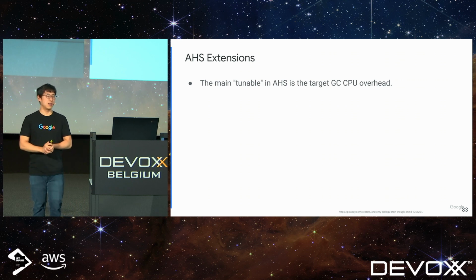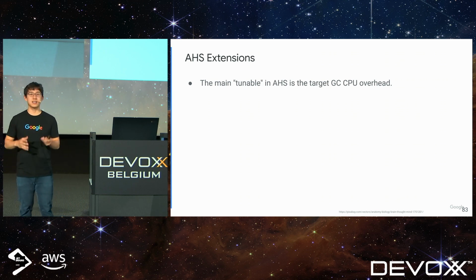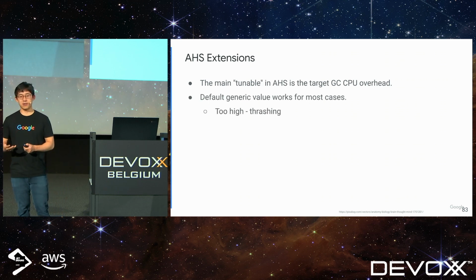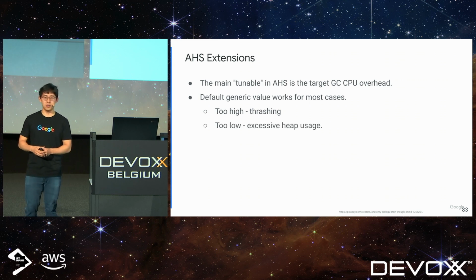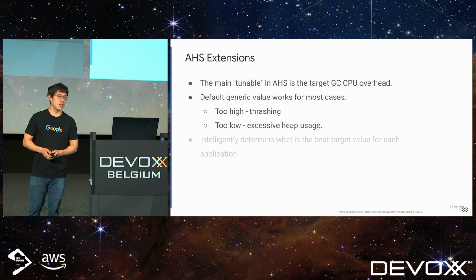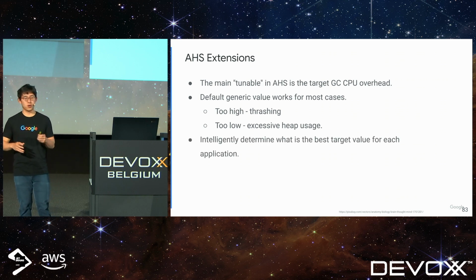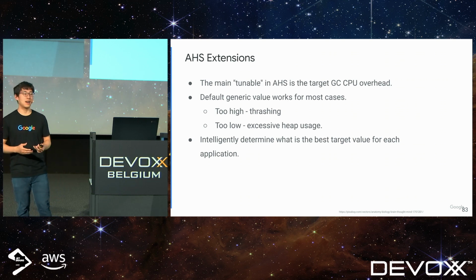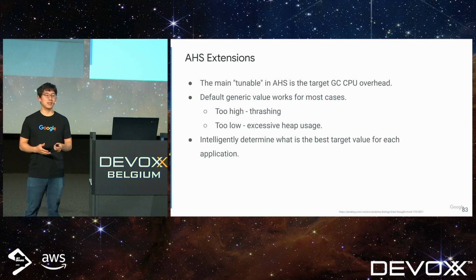Another interesting idea is, as we mentioned before, the main tunable in AHS is the target GC CPU overhead. Like I said, we have the default of 20, but maybe that value of 20 is not appropriate for every server, right? If you have a server that has very low workload, then you don't want to force it to try and spend 20% of its time doing GC. If the value that we set is too high, that could result in GC thrashing. Or if it's too low, then we still run the risk of having excessive heap usage. So maybe a cool project would be to work with various data points to intelligently determine what would be a good value for this target GC CPU overhead. Again, the 20 that we set was sort of arbitrary. It was based on our understanding of what we've seen in the field, but we have seen that 20 can be high in a lot of cases. So having some kind of way to do that automatically for us would be great.